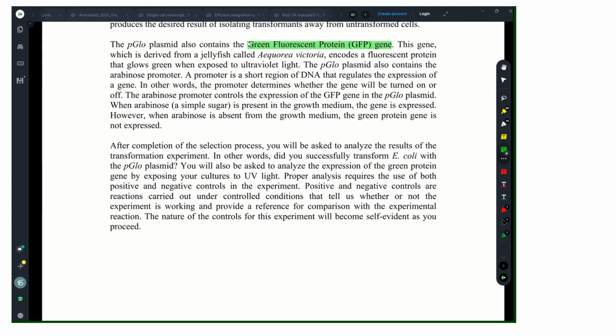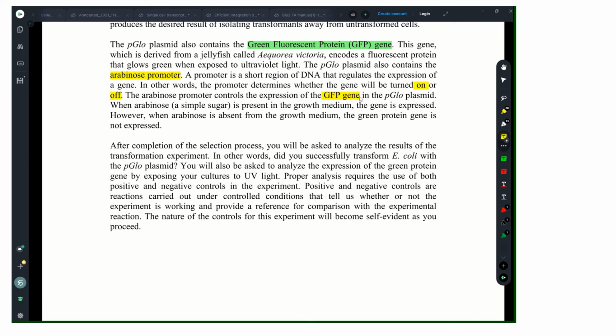The pGlo plasmid also contains the arabinose promoter. Okay. So it contains the arabinose promoter. A promoter is a short region of DNA that regulates the expression of a gene. In other words, the promoter determines whether the gene will be turned on or off. Okay, so this gene can be turned on or off. The arabinose promoter controls the expression of the GFP gene in the plasmid.